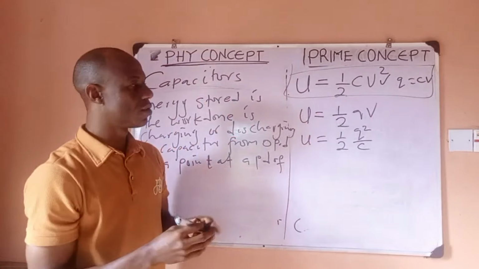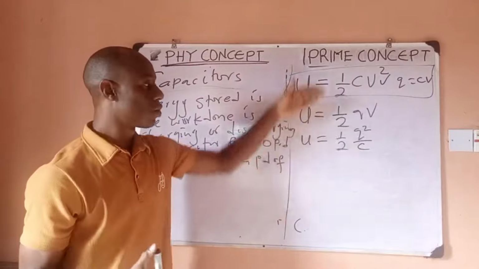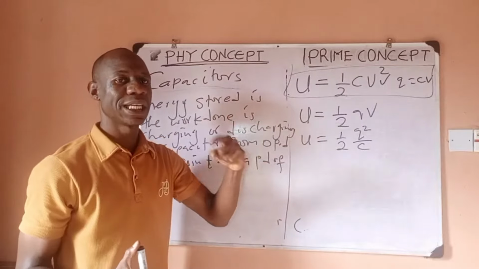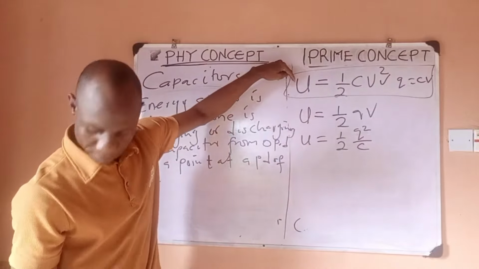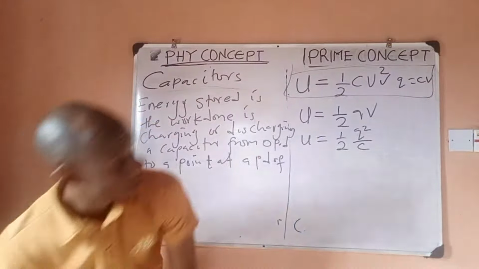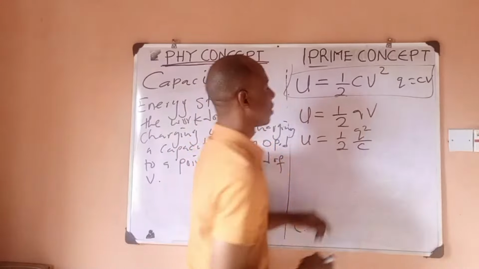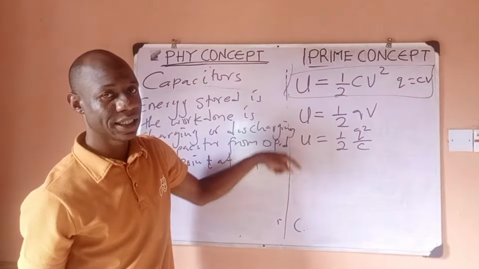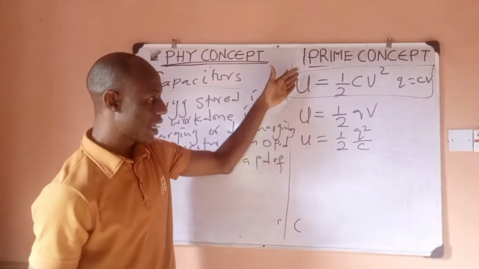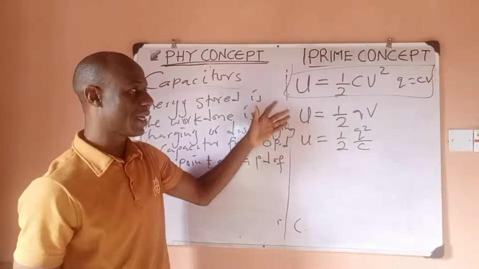But why am I giving you these three formulas? Exam can ask you, which one of the following does not represent energy stored by a capacitor? They'll write this as option A, write this as option B, write this as C, then put a wrong one as D. So these are all formulas for energy stored by a capacitor.